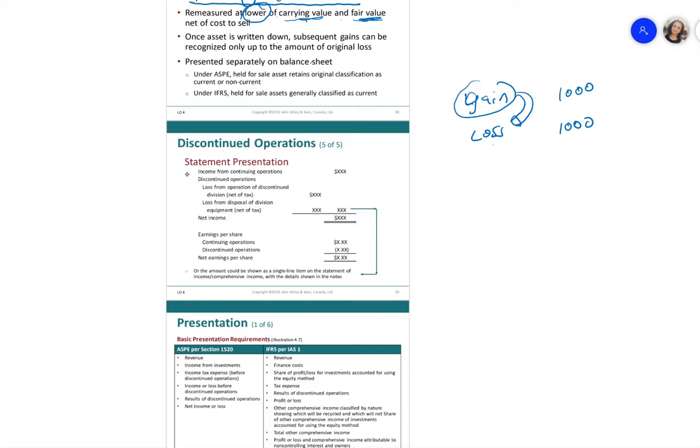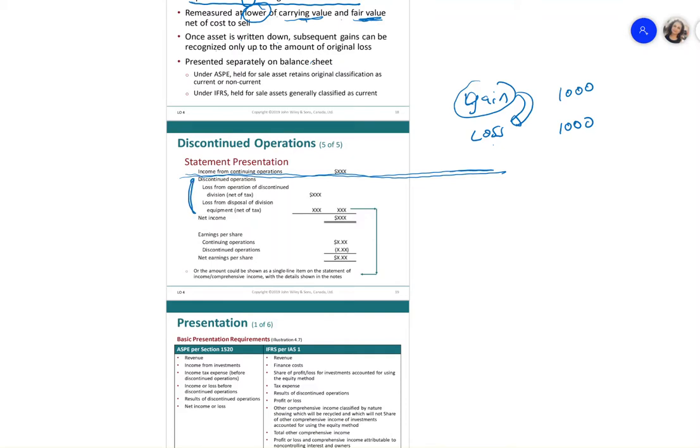Now this is an example of how your income statement will look if you have a discontinued operation. You have seen it up to this point, where you have revenue minus expenses plus or minus any other revenue and expenses, and that's where you have income from continuing operations. Now this part we just did today, the discontinued operation.